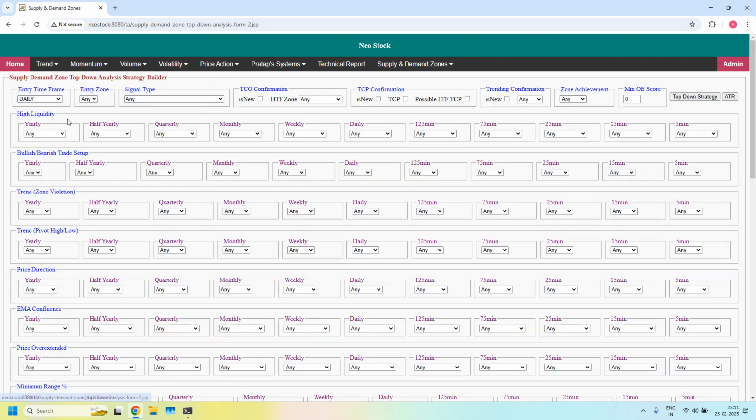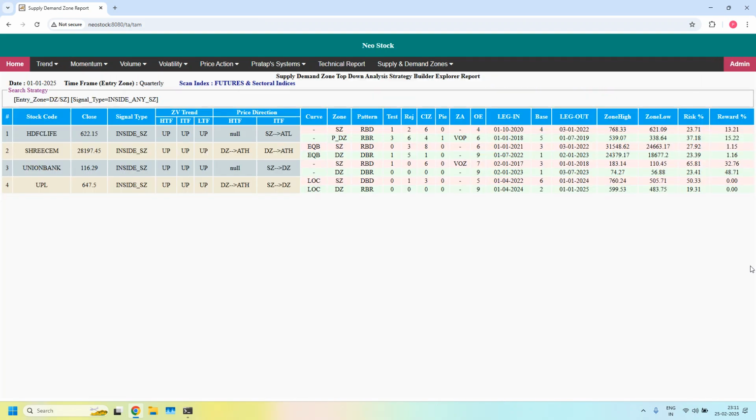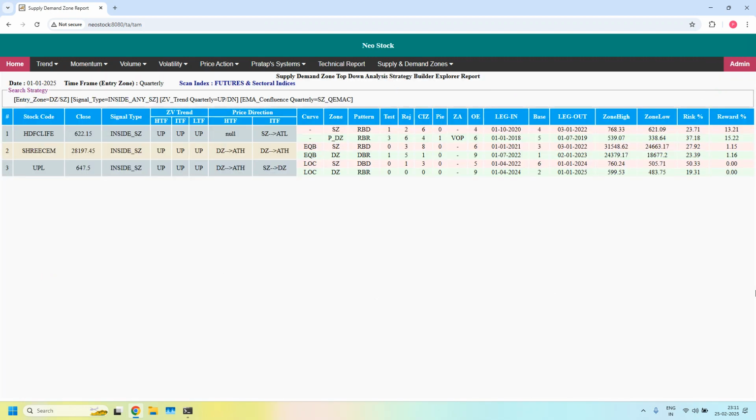Okay, next quarterly time frame. Price closed inside the quarterly supply zone. We got 4 stocks. Let's check how many of these quarterly supply zones are having quarterly EMA confluence. In the EMA confluence, checking quarterly supply zone having quarterly EMA confluence or not, and also the trend on the quarterly should be either up or down. With these filters, out of 4 we got 3 stocks. These 3 quarterly supply zones are having quarterly EMA confluence. So this is about quarterly time frame.